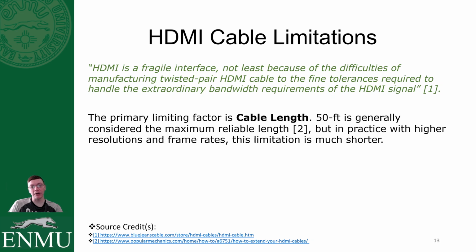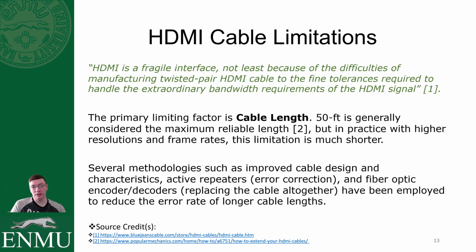So the primary limiting factor for HDMI cables is cable length. 50 foot is generally considered to be the maximum reliable length, but what I have found in practice is that that is actually much shorter. As soon as you start pushing up that resolution and frame rate, if you're doing above 1080p, or if you're getting up in the 4K territory at 60 hertz, you're going to have to use the shortest cable possible to avoid bitrate error. I'm going to talk about bitrate error here in just a moment.